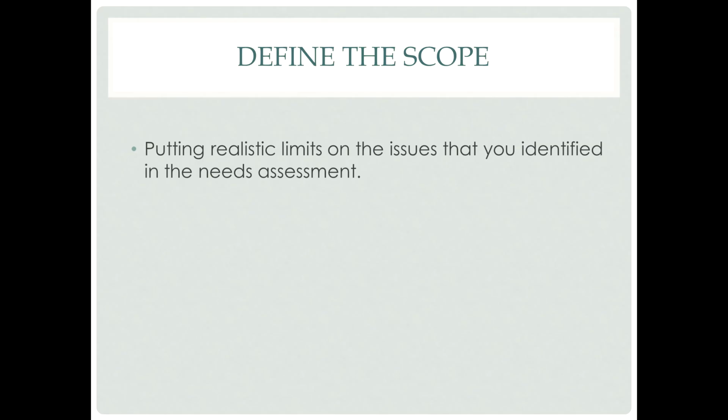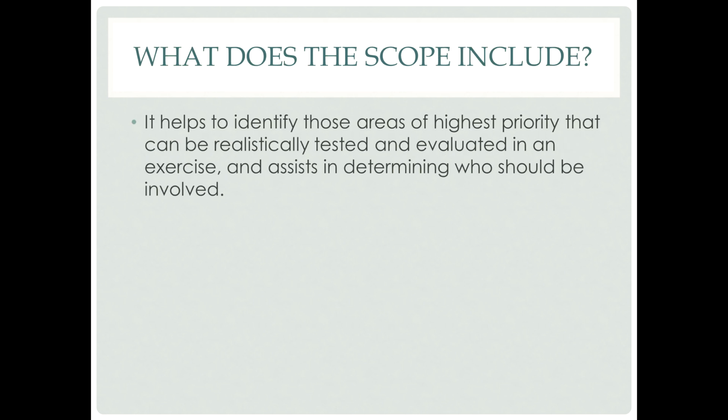It keeps us in our swim lane, and it keeps us focused on the purpose of this exercise. So the scope puts realistic limits on the issues that you've identified in the needs assessment. It helps to identify those areas of the highest priority that can be realistically tested. We know that you have a lot of areas that probably need to be tested, but I want you to prioritize what those areas are. And how could they be realistically tested and evaluated in an exercise? And then it determines who should be involved. So once you start looking at the scope, it helps give you that guiding path of who else needs to be involved.